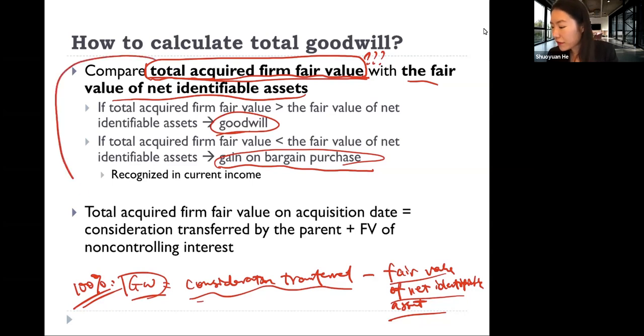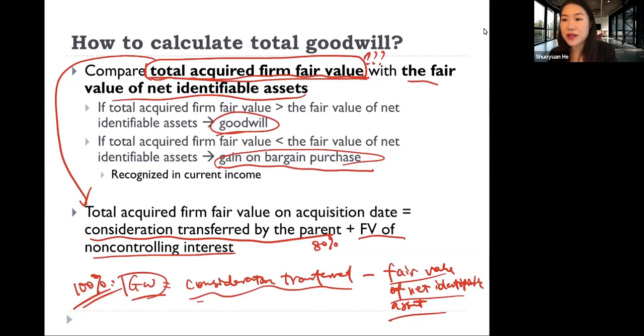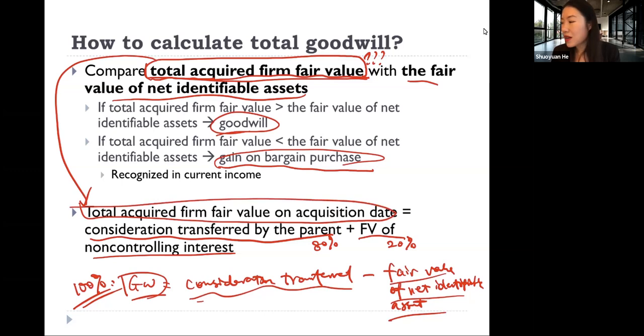The total acquisition fair value is the consideration transferred by the parent, whatever the parent is paying to obtain, for example, 80% of the subsidiary, plus the fair value of the non-controlling interest, which is the fair value of the other 20%. The sum of these two is the total acquisition fair value. And then the fair value of net identifiable asset is everything you can identify within the firm, and you add up the fair value of those.